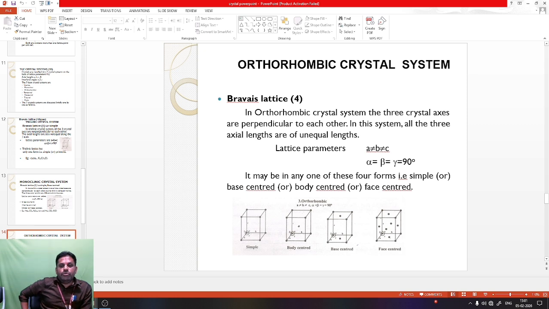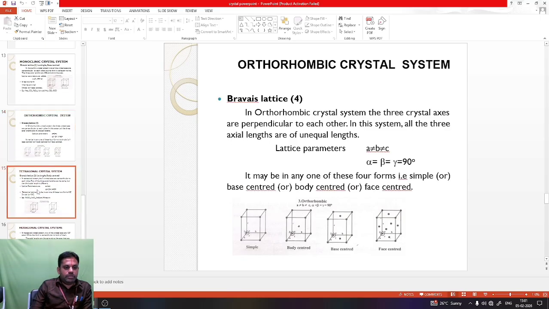So in the orthorhombic crystal system, the crystal exhibits four forms: simple, body centered, base centered and face centered. The angles are 90 degrees, and the axial lengths, that means the points of intercepts A, B, C, are not equal. They are not equal, but the angles are 90 degrees. So they sit straight. There is no inclination in the sides, so it looks like a straight crystal system. This is orthorhombic.